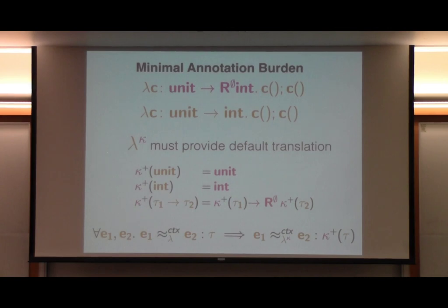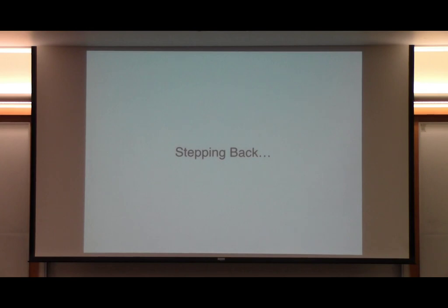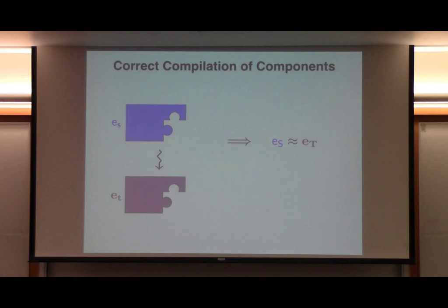But the property that you want when you design this Kappa plus default translation is you want to make sure that if two things are equivalent in the pure language at a certain type, then at the default translation of their type, they are still equivalent. That's your principle that tells you whether you're doing the right default translation or not. Okay? All right. Okay, let's step back and conclude.